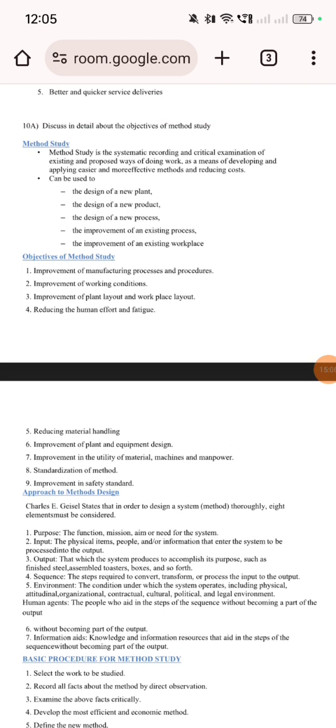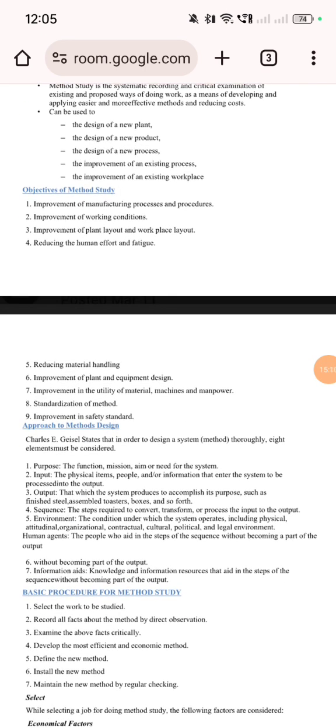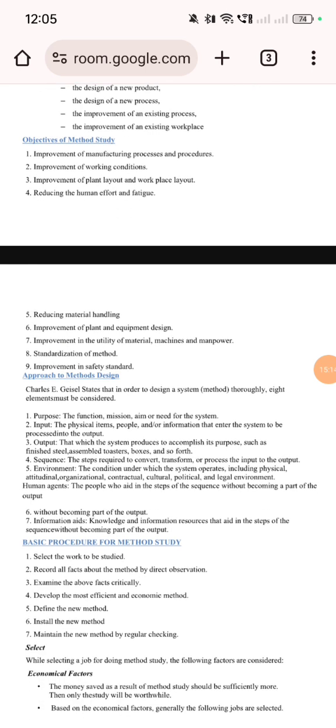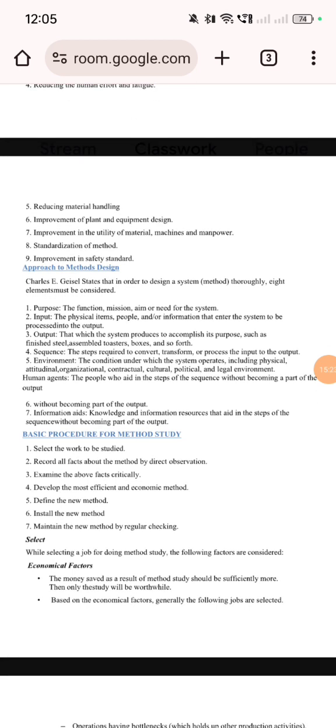Then what are the objectives of method study? First one, improvement of manufacturing process and procedure, improvement of working condition, improvement of plant layout and workplace layout, reducing the human effort and fatigue, then reducing material handling, then improvement of plant and equipment design, then improvement in the utility of the material, machines and manpower, standardization of method, improvement in safety standard.